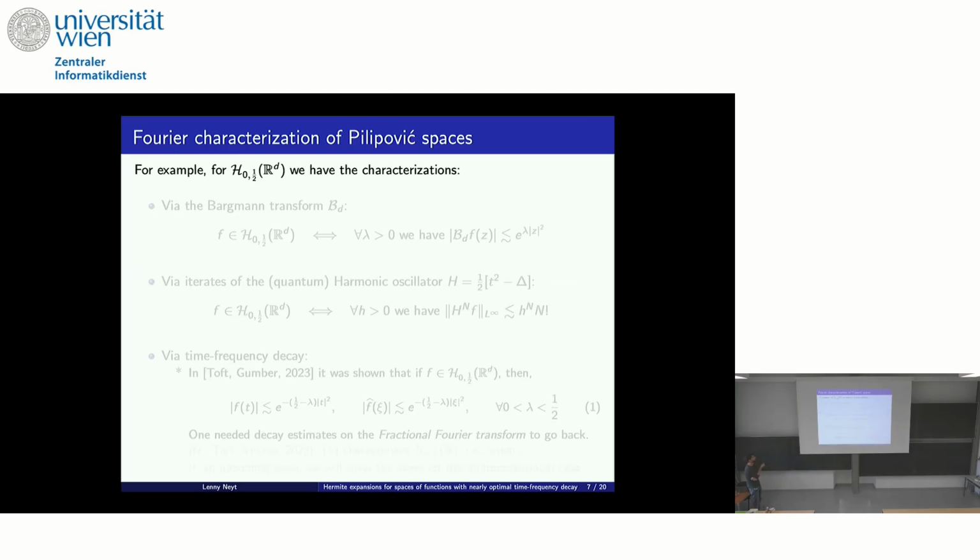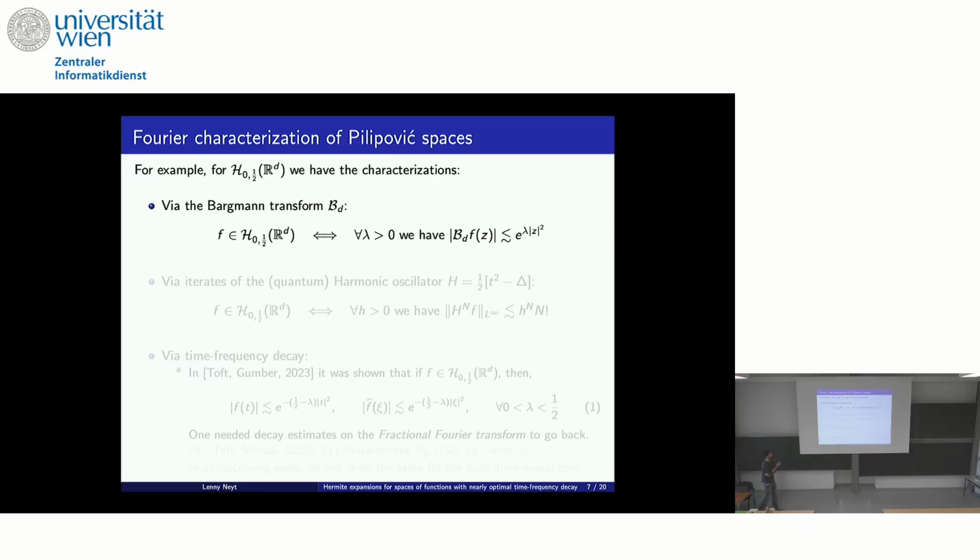For instance, let me now discuss the example of the largest one. First of all, as I said before, the Bargmann transform has this very natural mapping of the Hermite coefficients to these analytic functions that are expansions using these coefficients. Then one shows quite directly that this belongs to this Pilipović space if you have these bounds on the Bargmann transform for any lambda.